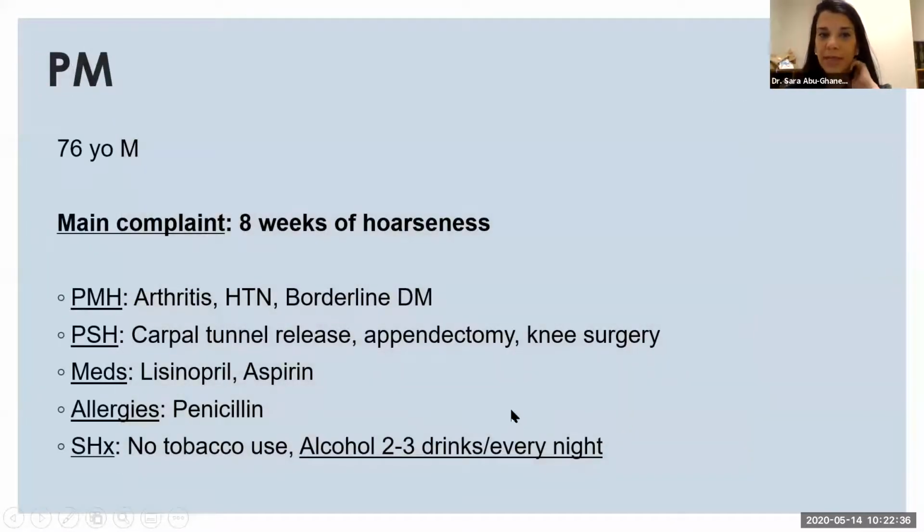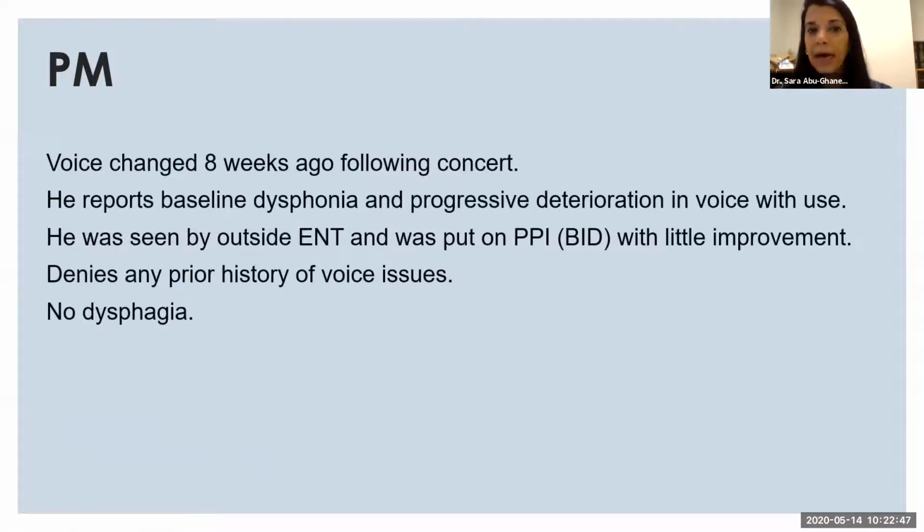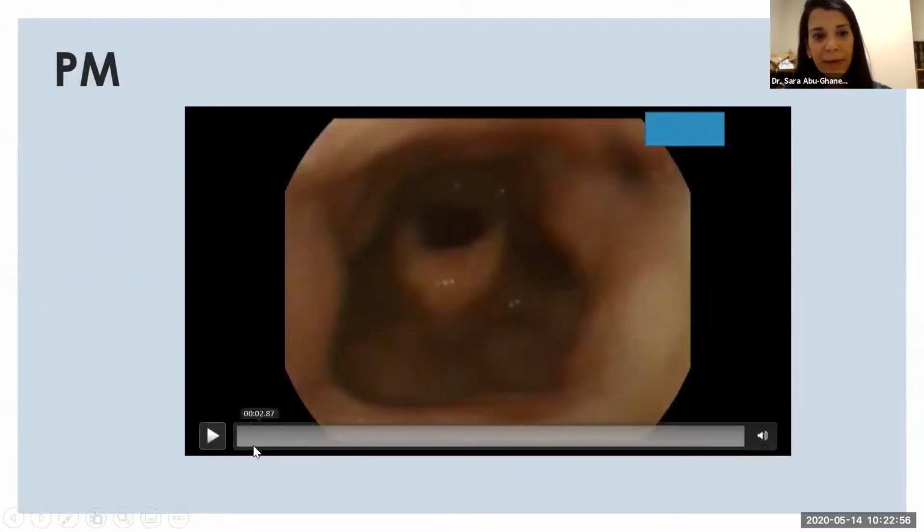And the last case for this morning is a 76-year-old male with 8 weeks of hoarseness. He's a heavy drinker, so that's something that we need to keep in mind. He describes 8 weeks of dysphonia following a concert with no prior history of voice complaints. And his exam looks like this.